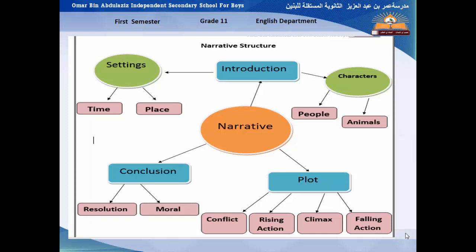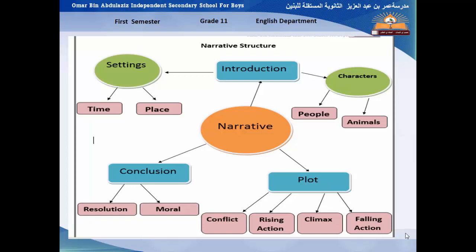Now in this diagram we are going to show which narrative elements must be applied in each part. Firstly, in the introduction, I have to write the setting and the characters. In the setting, I have to write the time and place. The characters may be people or animals. The plot means the body of the story, the events or the actions that happened in the story.